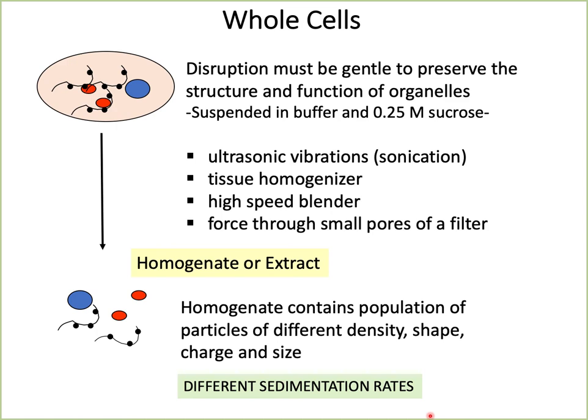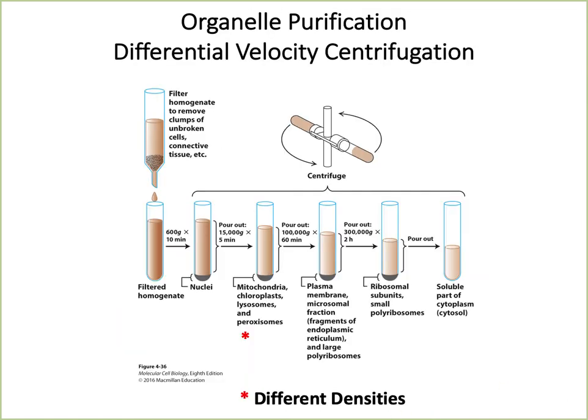Because of the unique features of all these particles within the homogenate, you can take advantage of that and use centrifugation to further purify the organelles. Because the organelles have different density, shape, charge, and size, they have very different sedimentation rates. This is why you can apply centrifugation as the second step. The most common second step in organelle purification is differential velocity centrifugation.